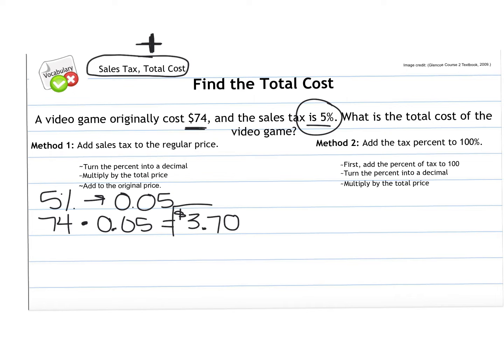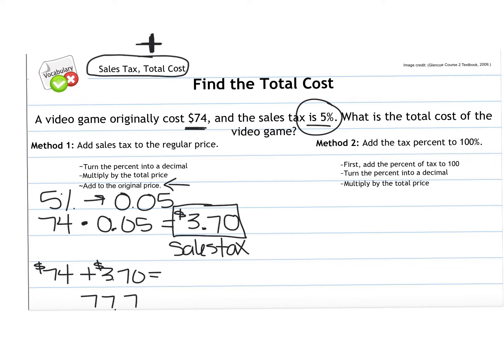So $3.70 is the sales tax. But my total price is, the last step is to add to the original price. So then we do $74 plus $3.70. So my total is going to be $77.70. So notice that we have a sales tax and then we have our total. The sales tax is added to the price.